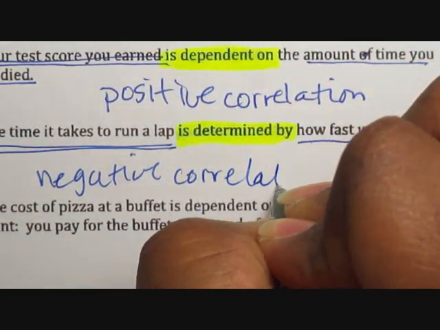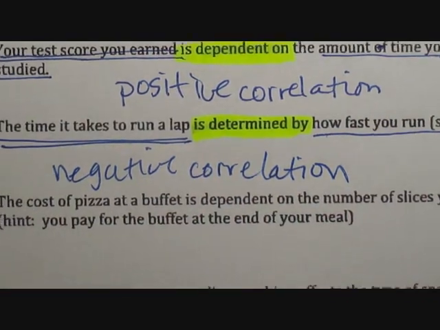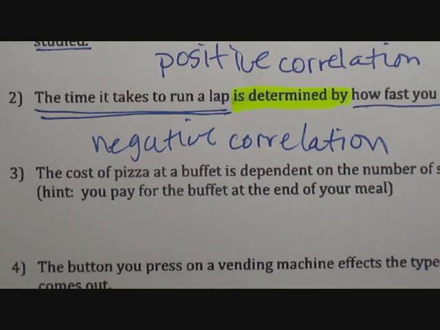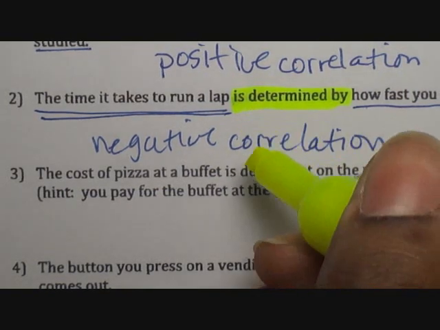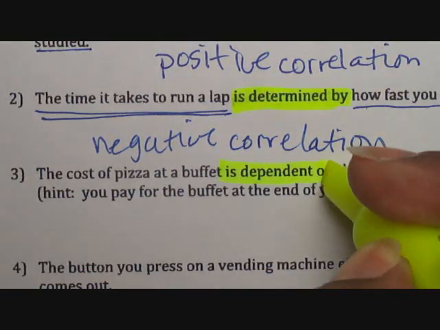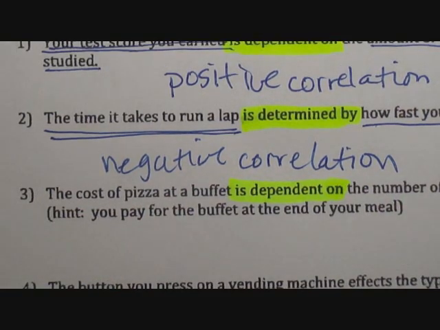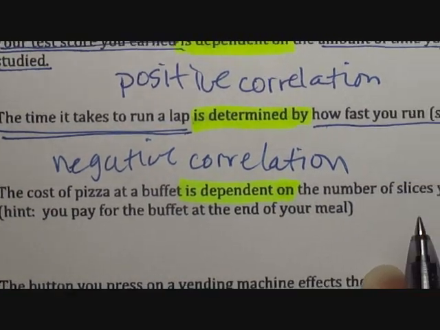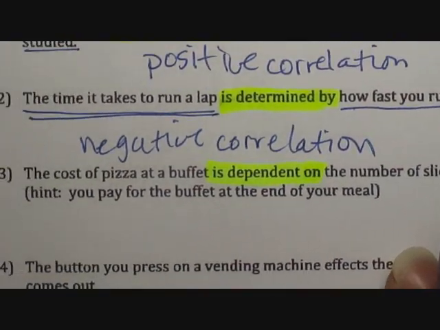Okay, the next example is number 3: the cost of pizza at a buffet is dependent on the number of slices you eat. Oh, there is a good hint for us again. "Is dependent on" is going to help us determine which one happened first.